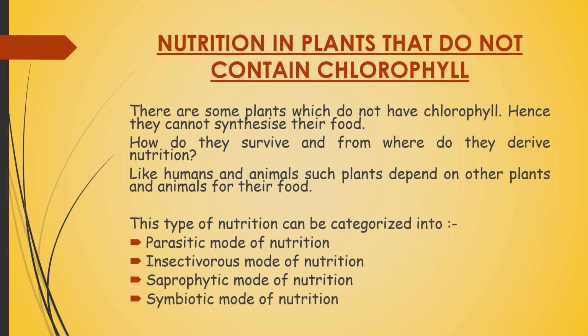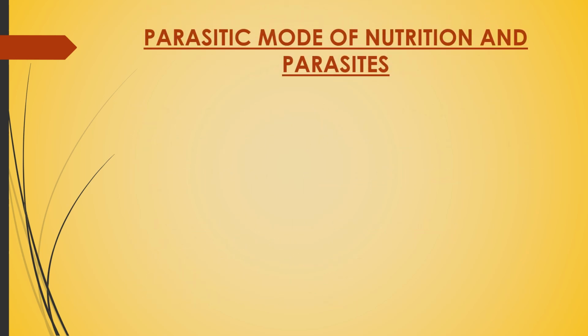Number 1, parasitic mode of nutrition. Number 2, insectivorous mode of nutrition. Number 3, saprotrophic mode of nutrition. Number 4, symbiotic mode of nutrition. First is parasitic mode of nutrition and parasites.